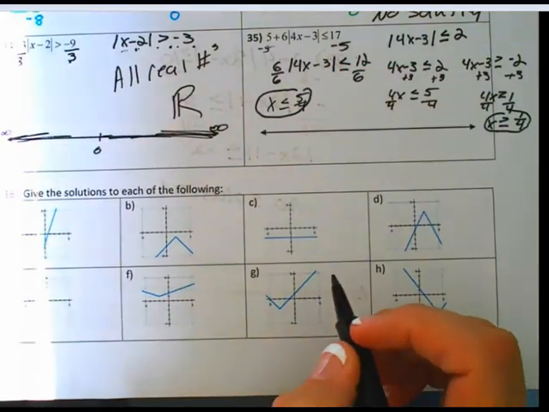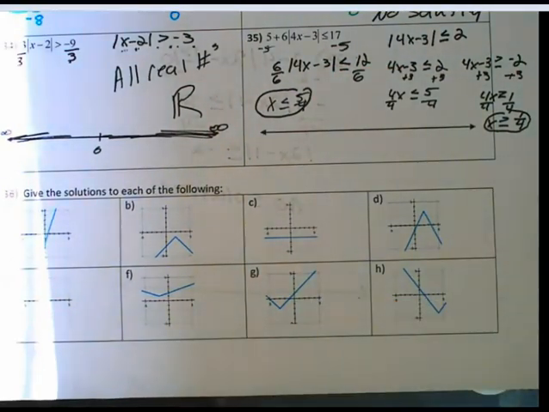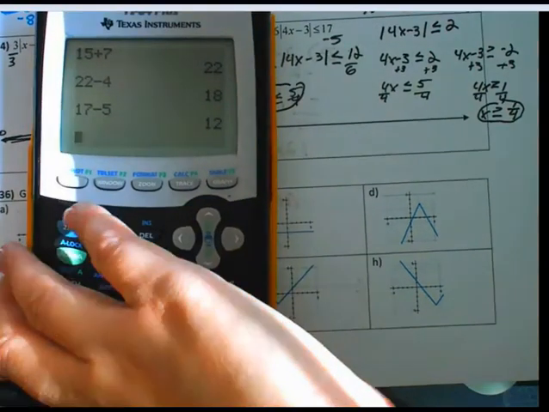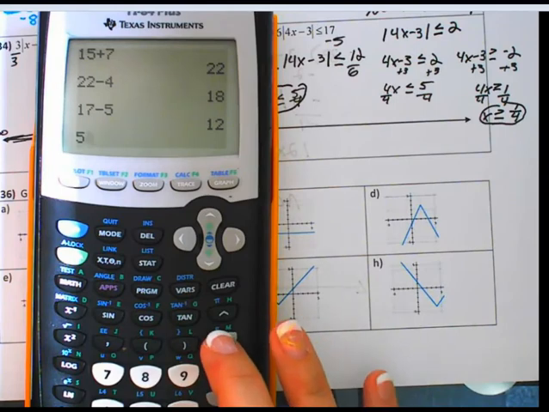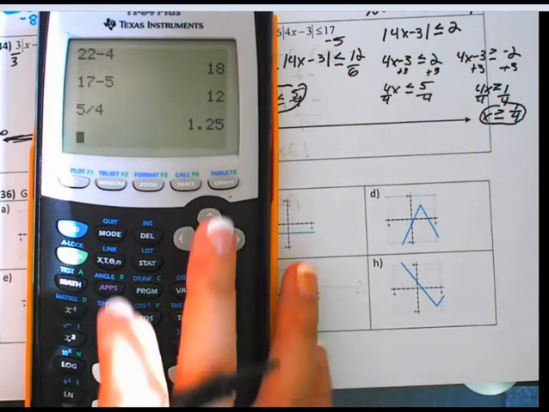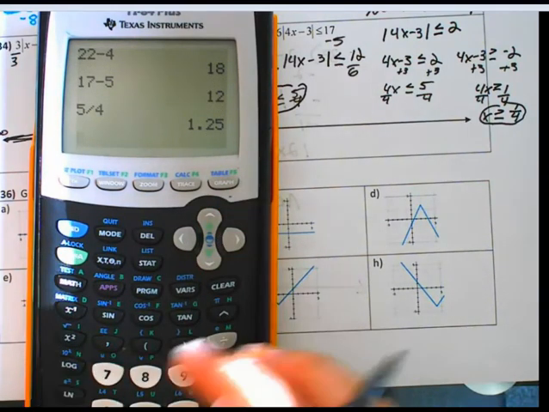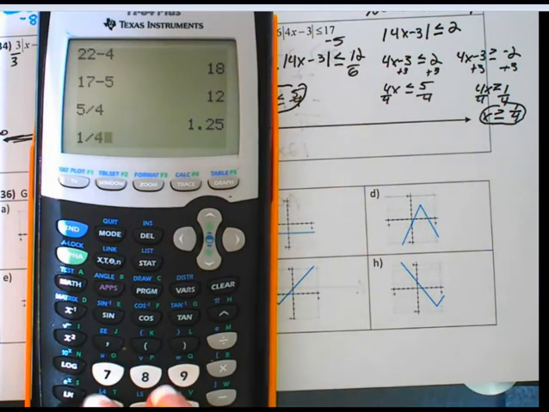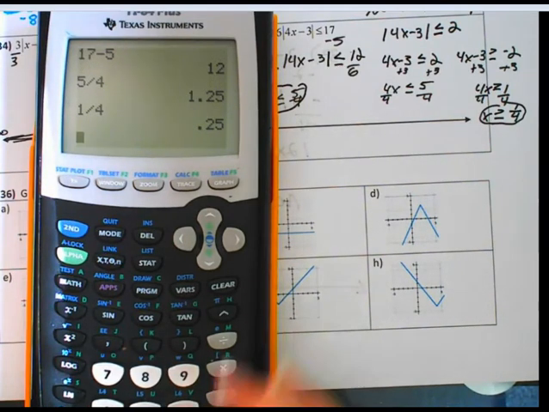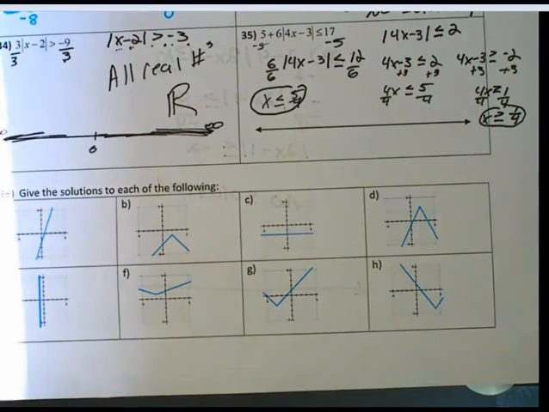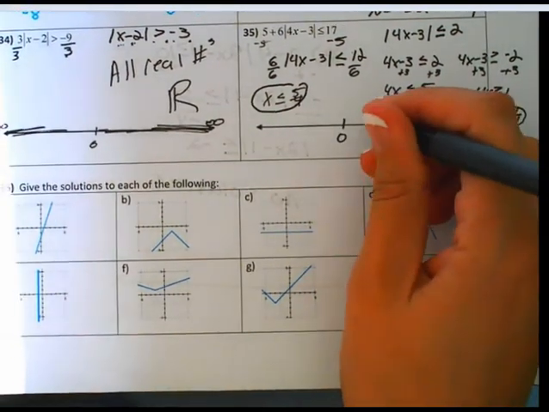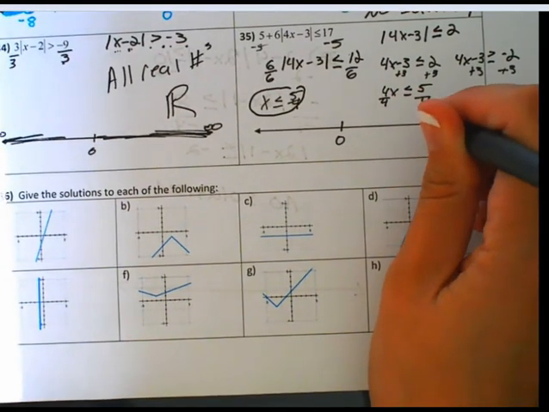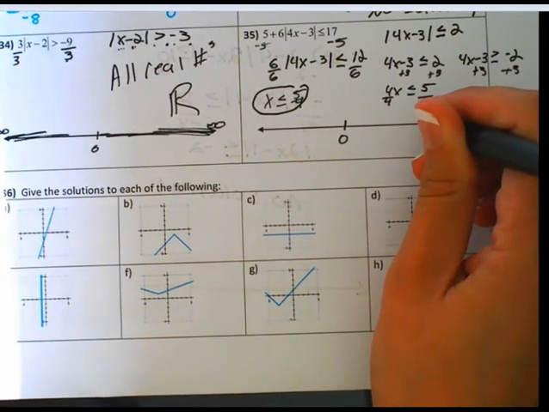We need to put those on the number line. So if you're not comfortable with fractions, you can change them into decimals to give you a better idea of where it goes on the number line. Just do 5 divided by 4, which is 1.25, and 1 divided by 4, which is 0.25. Okay, so we have 0, and then put our 1 here.